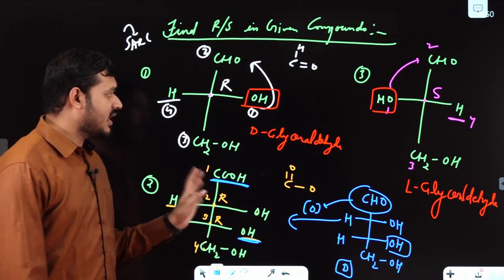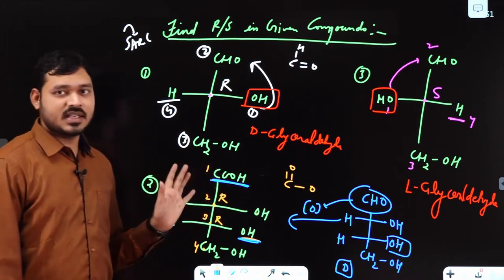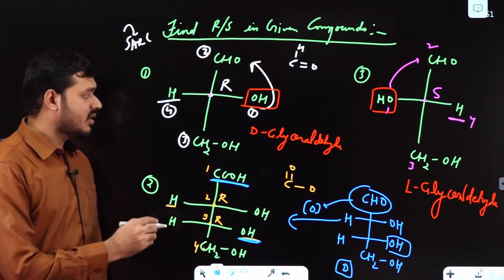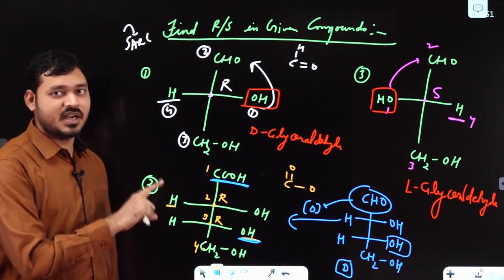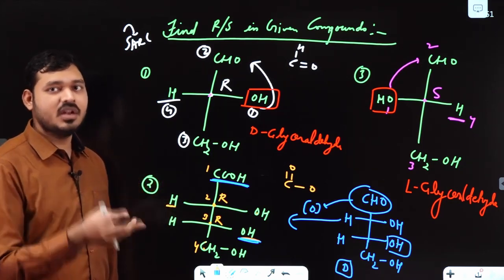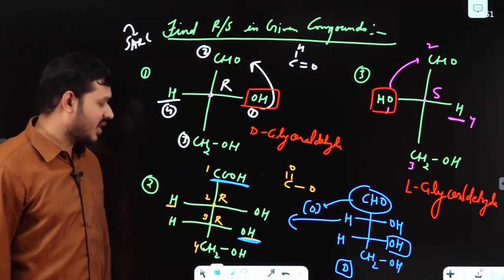So students, I think all of you must have understood in detail about this case, right? How to check DL configuration, RS configuration. There is no relation between capital DL with small d small l, no relation of RS with small d small l. Clear? Okay.